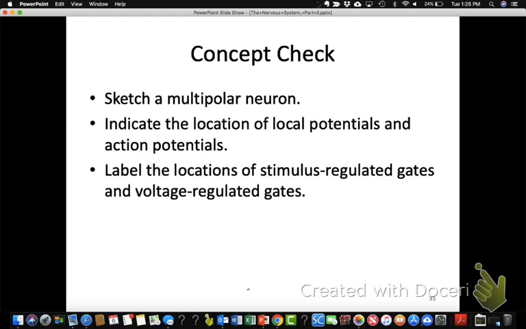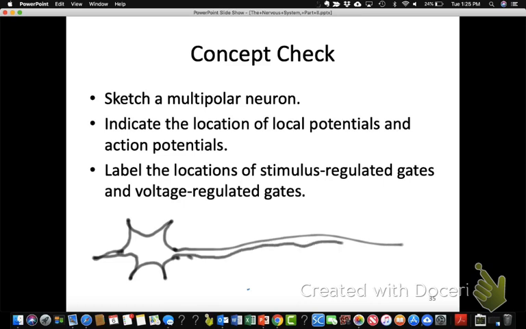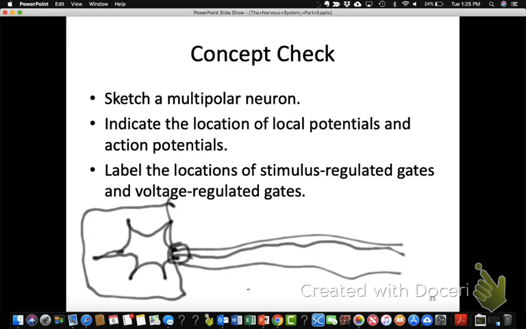All right, so if we wanted to do this, let's see if we can just draw a real quick sketch. And I am not very talented or patient when it comes to drawing neurons. So here is an axon. And I'm going to have local potentials on the receptive region. But once I get to the axon hillock, then I'm going to have voltage gates. And it's going to be voltage gates from there all the way down to the synaptic terminals.